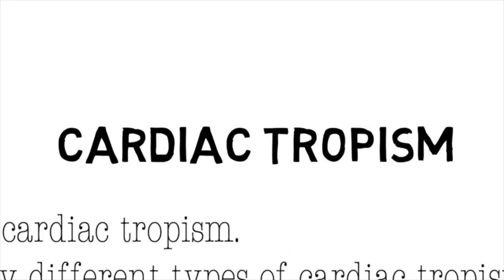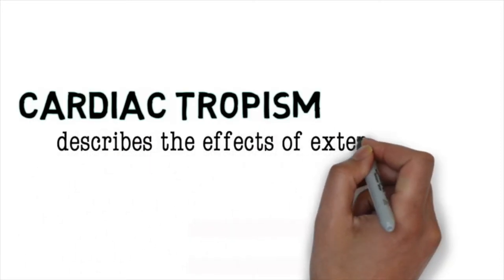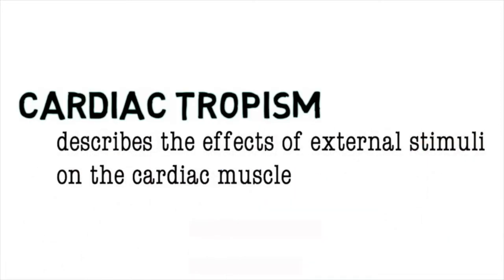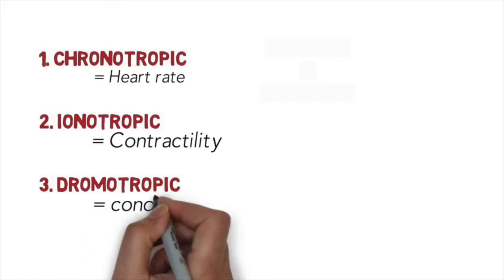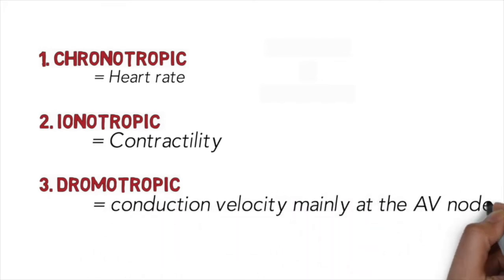So, cardiac tropism basically describes the effects of external stimuli on the cardiac muscles. And this is done through three mechanisms: chronotropic, inotropic, and dromotropic. Chronotropic refers to heart rate. Inotropic refers to change in the force of the contractility of the heart. Dromotropic alters the conduction system, mainly in the AV node.